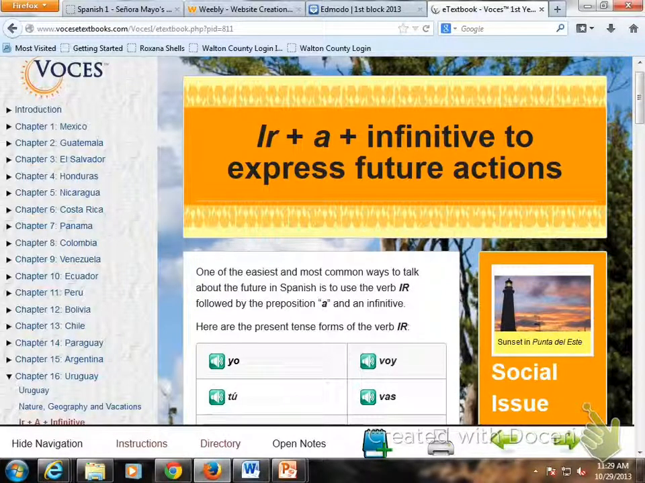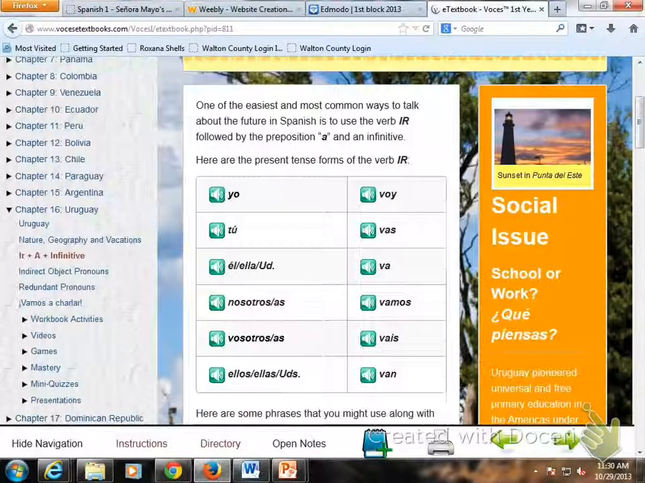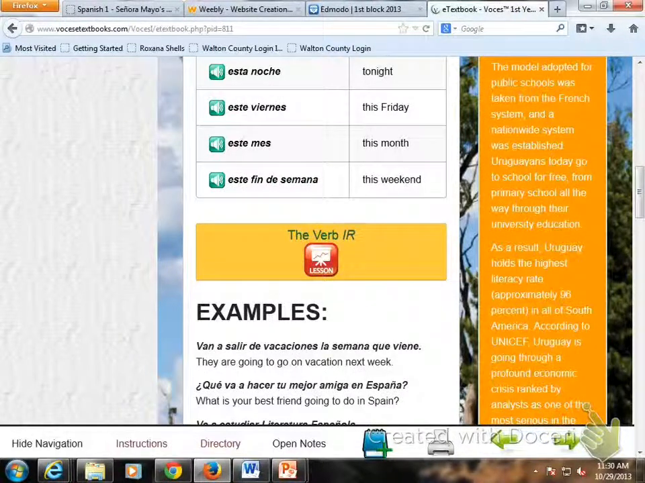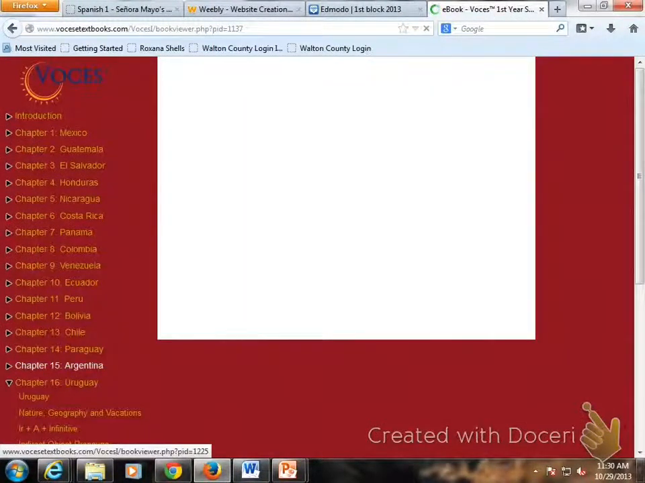Okay, so ir plus el plus infinitive is going to focus more on using the verb to go with another verb, basically another verb in its infinitive form, its unconjugated form, the original form that ends in AR, ER, IR, unless it's an irregular verb. It talks about it on the Voces website, but looking at the lesson here, you can look at this at any time.